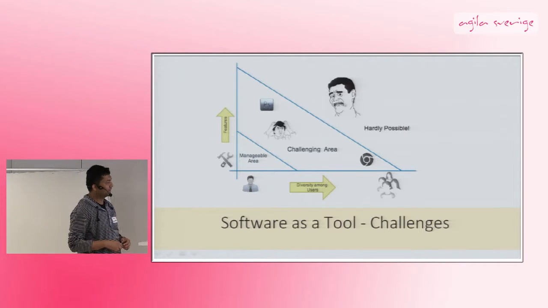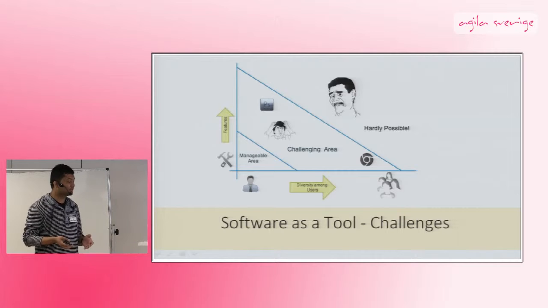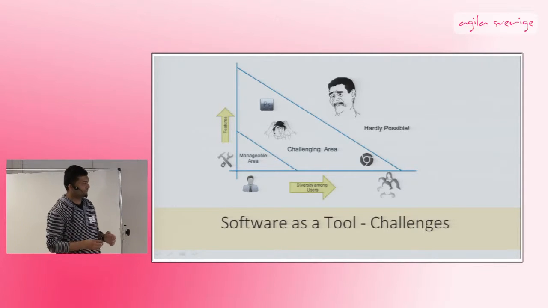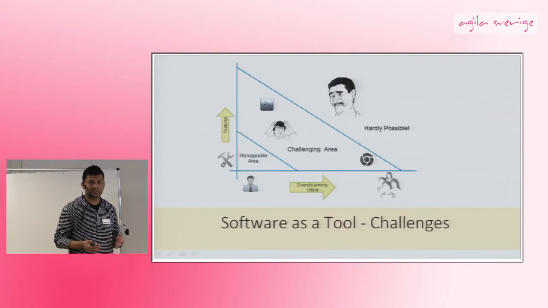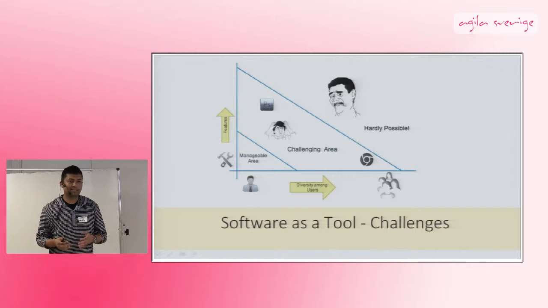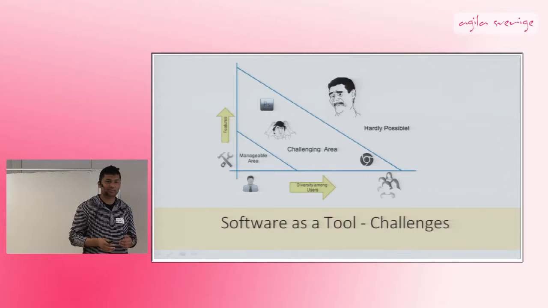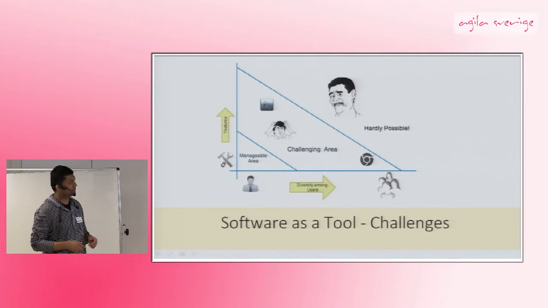For example, I put Chrome as a browser tool on the far right, and it probably has lots of users using it every day, but it also has quite a limited number of features because it just allows you to browse. And then on the other hand, we can think of Photoshop, which probably has fewer users than a browser, but it's also quite feature rich.